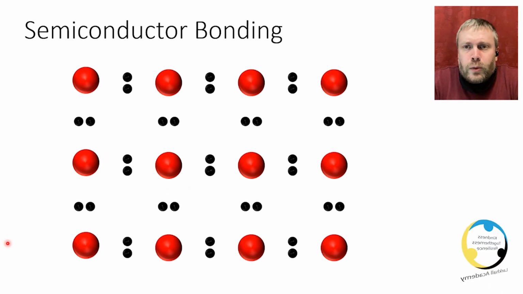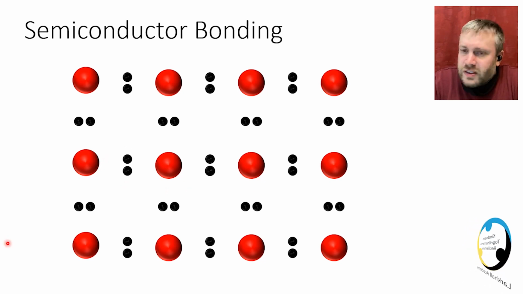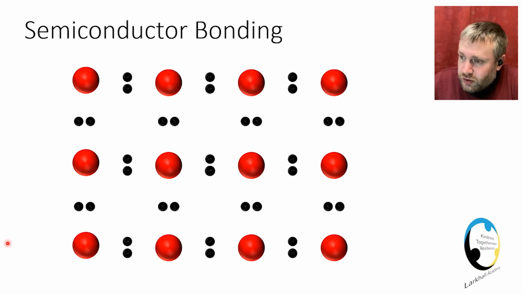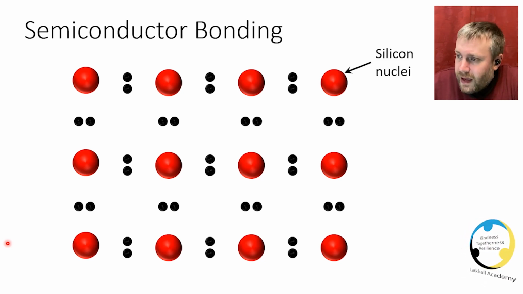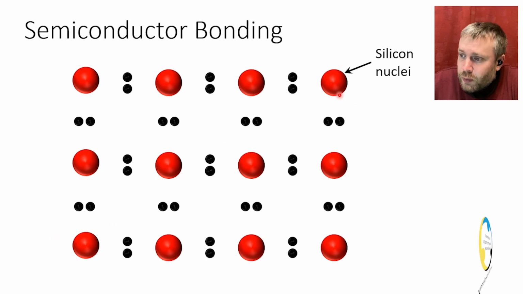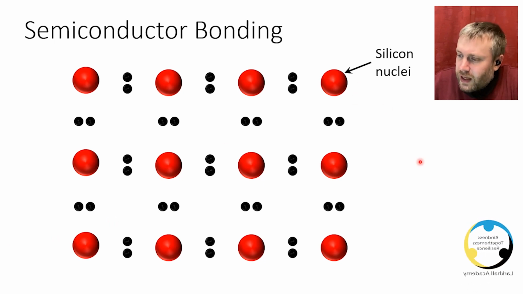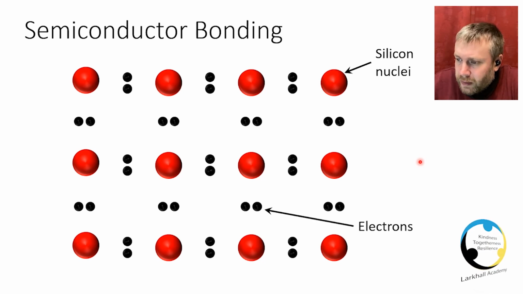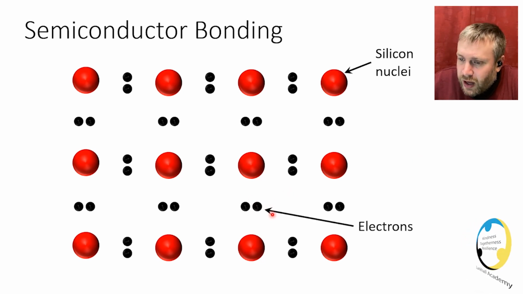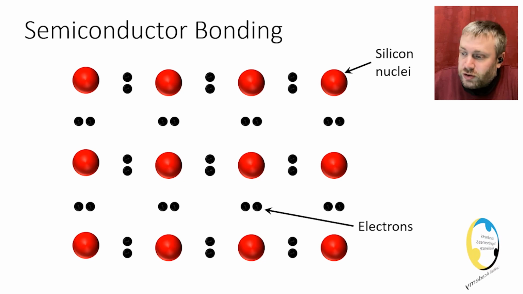Now, just to make this a little bit more real for us, I'm going to give you an example of a type of atom we could be looking at just now. This could be our type of semiconductor. So this is like a silicon nuclei. We're looking at silicon atoms here, silicon being a semiconductor, obviously. This is like a silicon nuclei, and obviously our black spheres here are our electrons still.